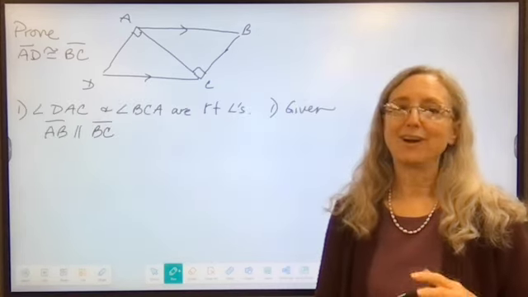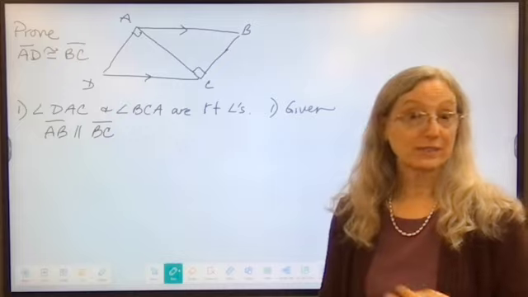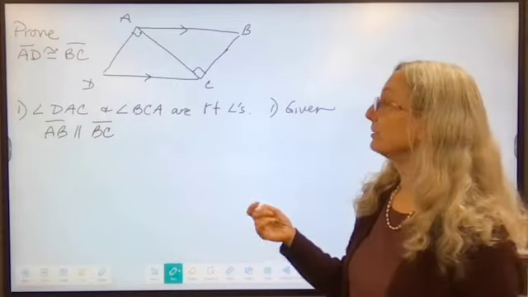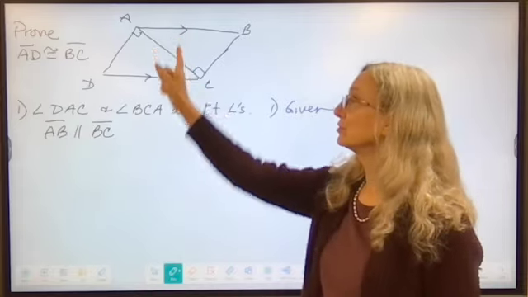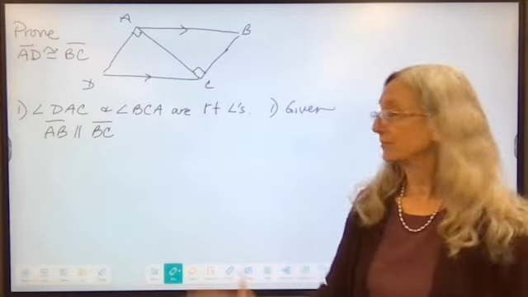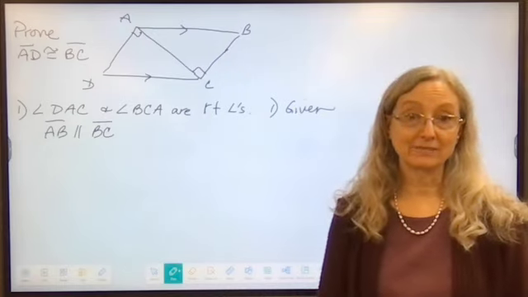Remember I told you, always start with the givens. So I listed what we knew from the diagram: that these two angles are right angles and that these two segments are parallel. So I listed that as the given.